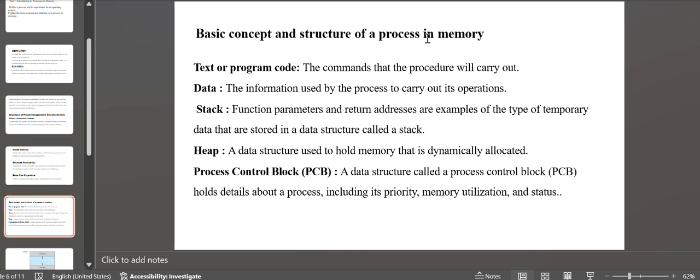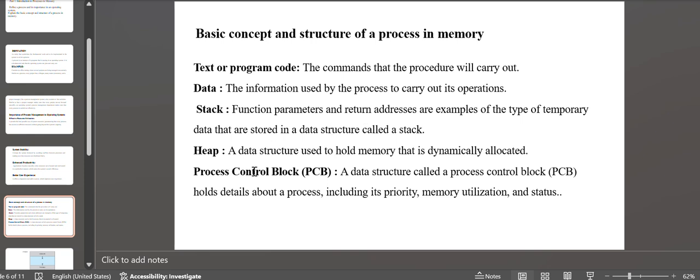And next, the basic concept and structure of a process in memory. Text, or programming code, is the command that is produced and will be carried out. And data means the information used by the process to carry out its operation. And stack: functions, parameters, and return addresses are examples of the type of temporary data that are stored in the data structure called a stack.